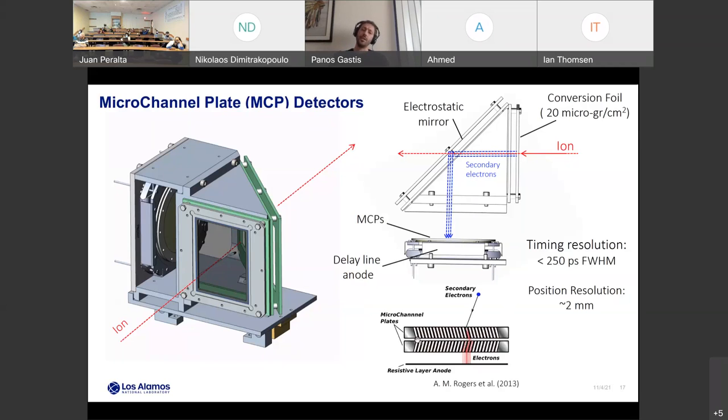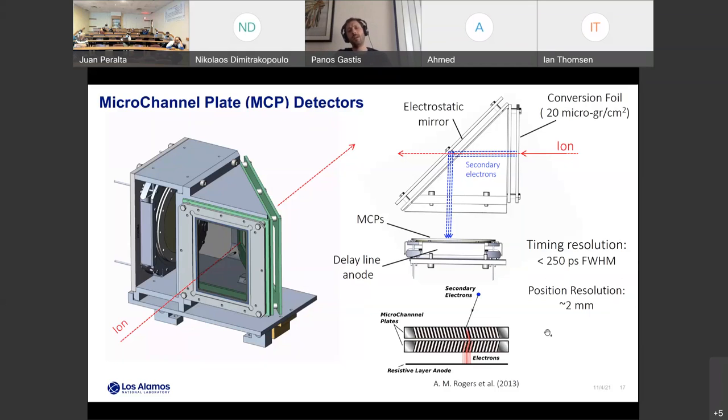Now, these detectors can achieve pretty high timing resolutions, of the order of less than 250 picoseconds full width at half maximum, and that makes them ideal for the application that we want them for, implementation in time of flight measurements for the 2E2V method.